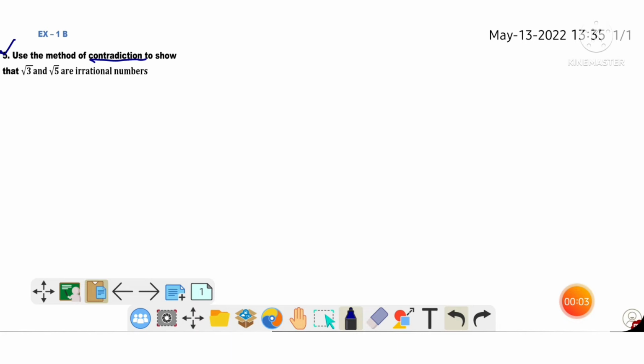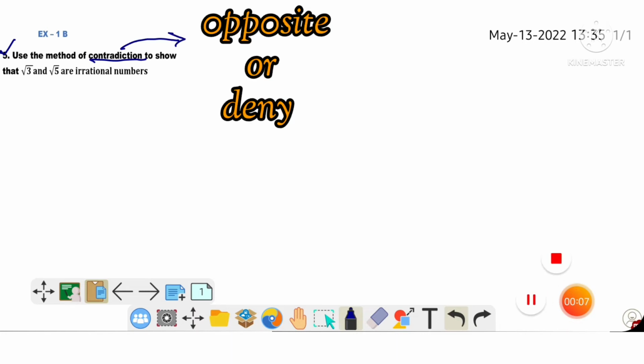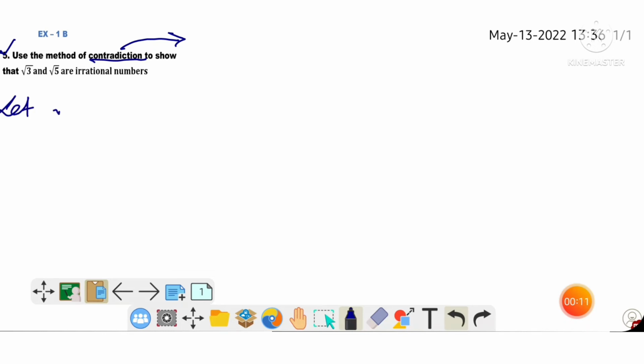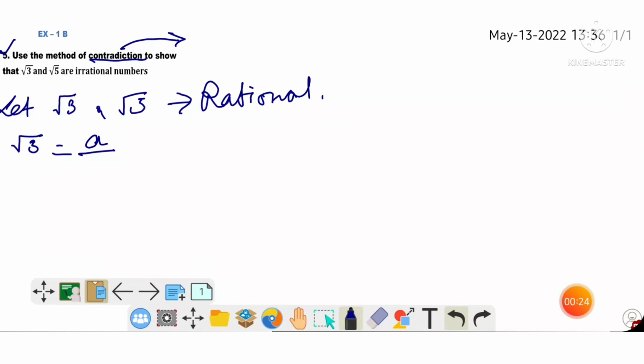Use the method of contradiction. Contradiction means opposite or denying any fact. We have to show that root 3 and root 5 are irrational by contradiction. So let root 3 and root 5 be rational numbers. We have to take the opposite thing. Since we have to prove they are irrational, let's take it as rational.